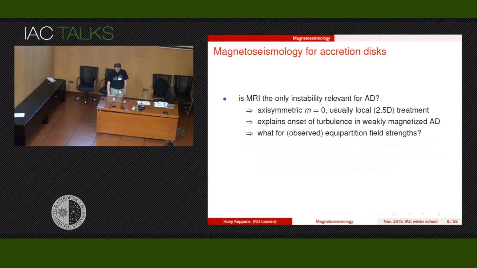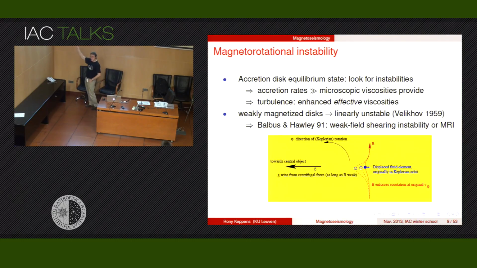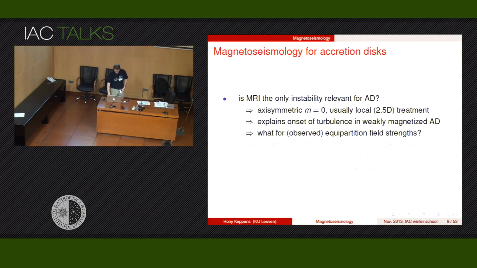Now, suppose you're a seismologist and you would like to know, is that the only way of becoming unstable? It already works in axisymmetry, okay? So in this figure, you have rotation in this azimuthal direction perpendicular to this plane, but you don't need any variation in that direction. You can do numerical simulation or just analysis in a 2.5-dimensional configuration, where the half dimension means that everything in this azimuthal direction is invariant. But it does explain the onset of turbulence in weakly magnetized accretion disks. But occasionally we argue about equipartition magnetic fields.